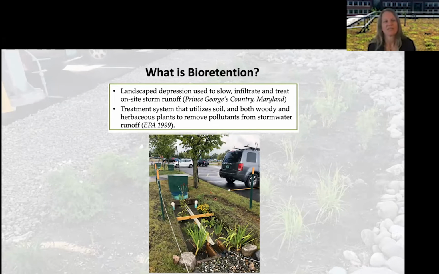So bioretention is and has been defined for a long time as a landscape depression used to slow, infiltrate, and treat on-site stormwater runoff. Another definition from over 20 years ago: treatment systems that utilize soil, woody, and herbaceous plants to remove pollutants from stormwater runoff.